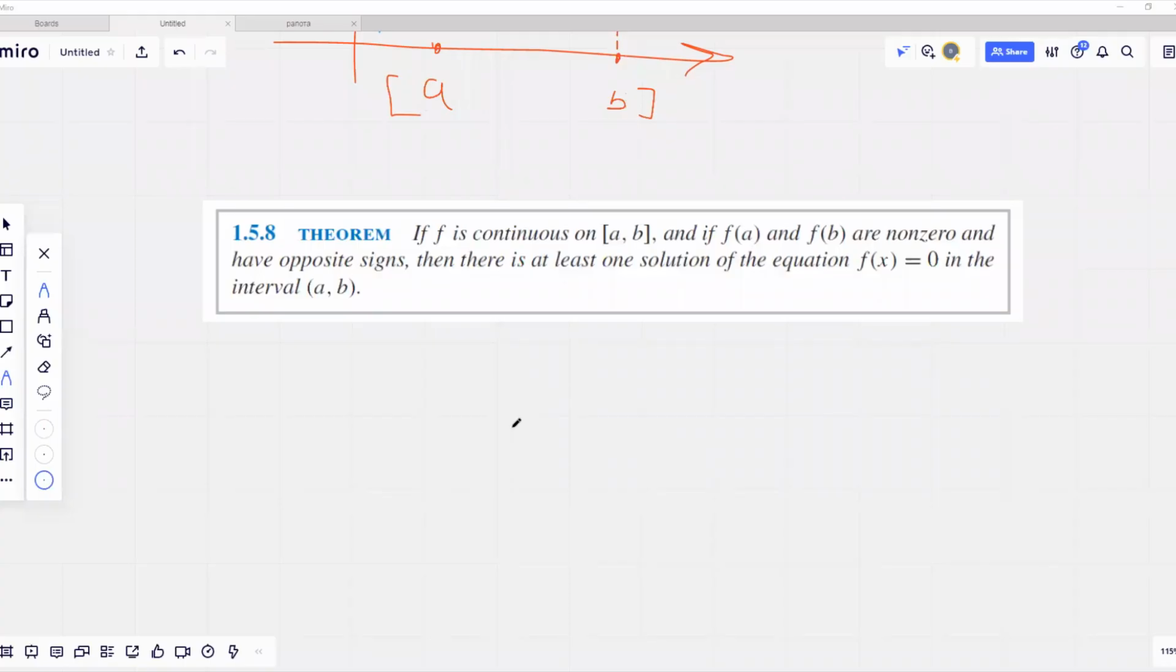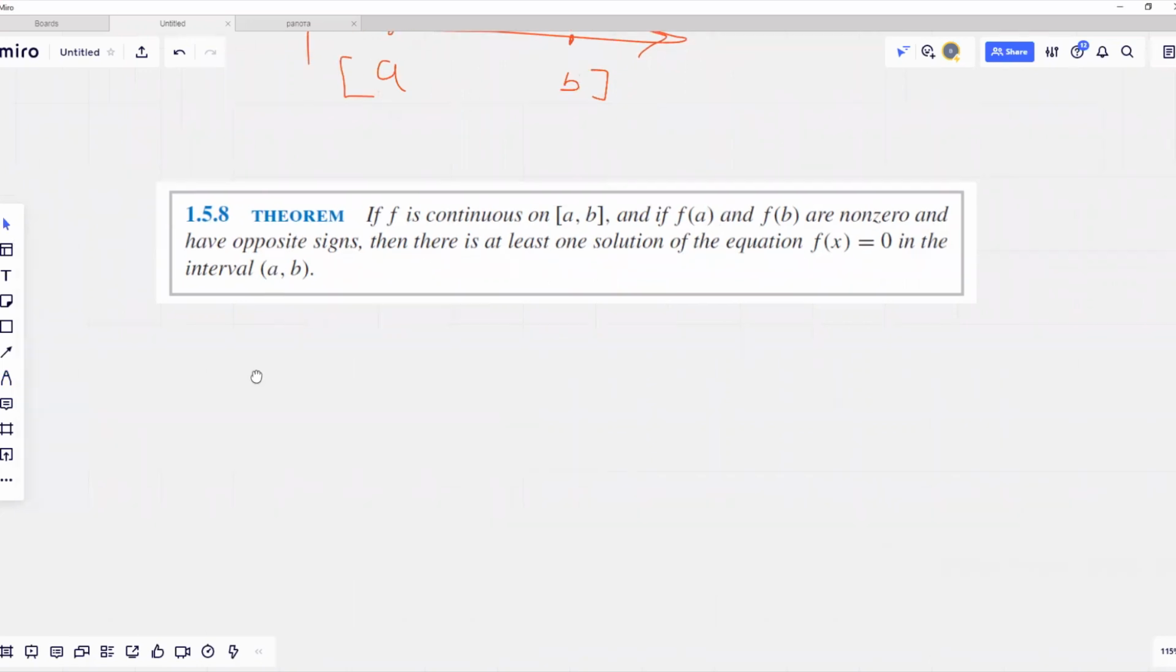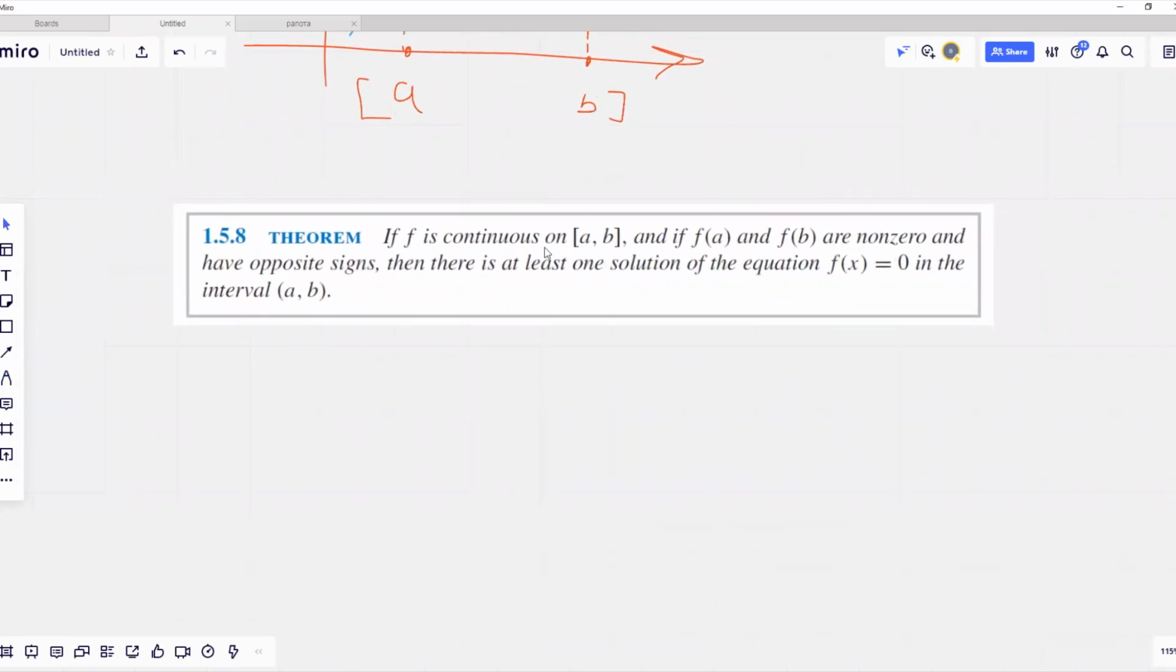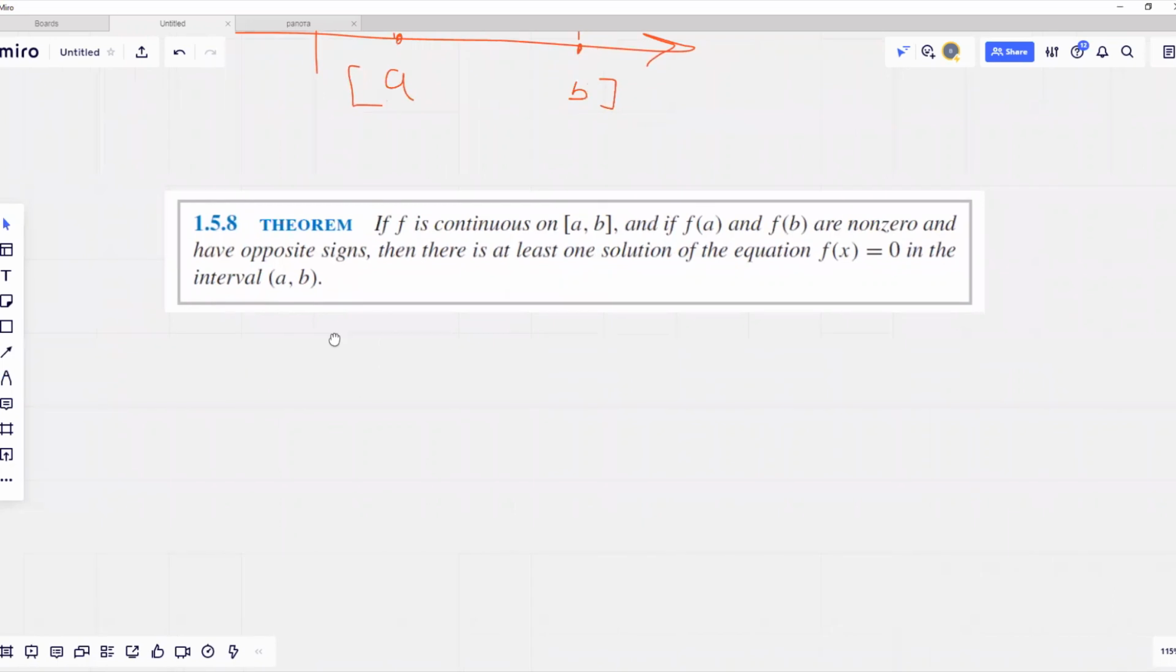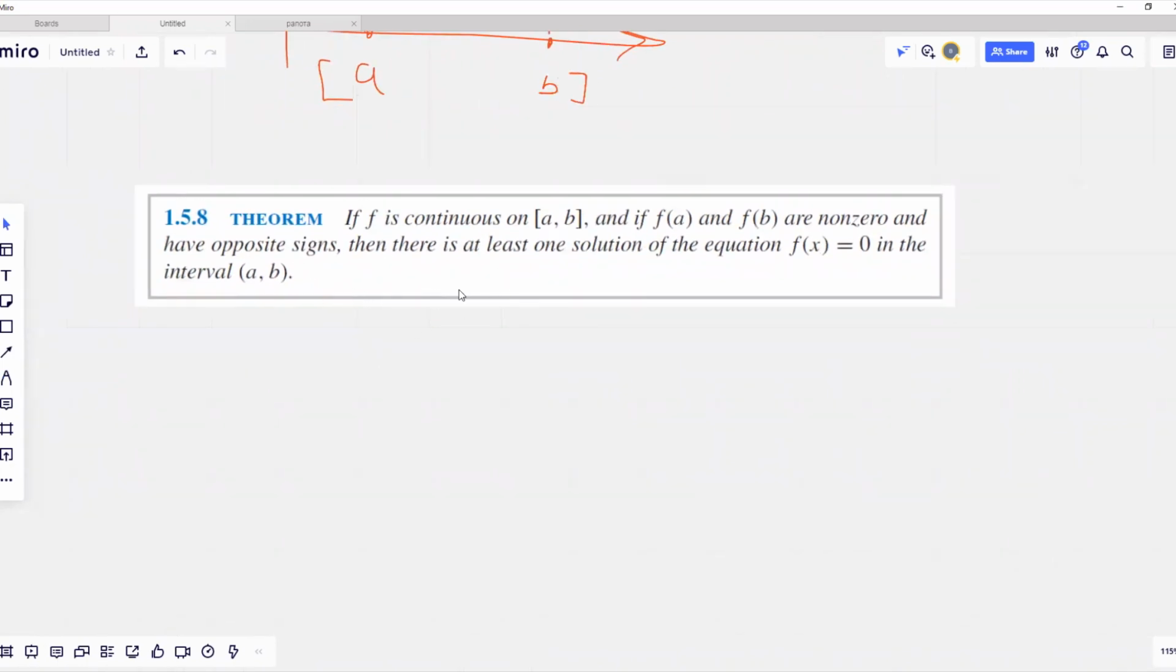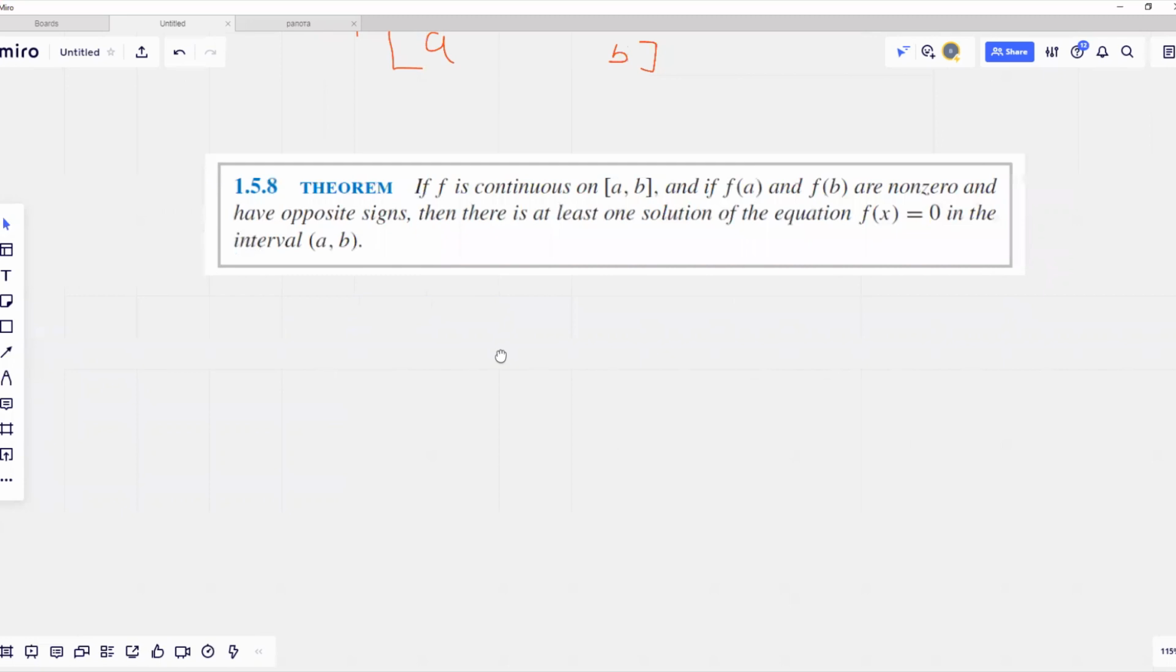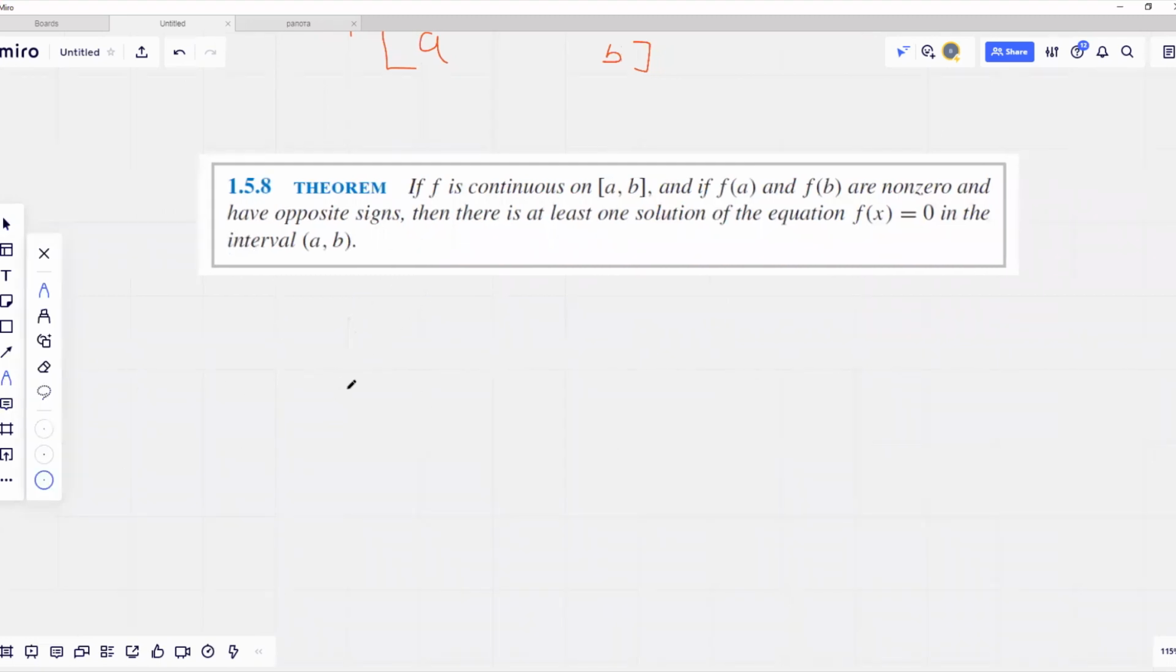The intermediate value theorem can be used nicely to approximate roots of equations. So if f is continuous on the closed interval from a to b, and if f of a and f of b are non-zero and have opposite signs, then there is at least one solution of the equation f of x is equal to 0 in the closed interval from a to b. This theorem here is a special case of the intermediate value theorem. Let's show that.